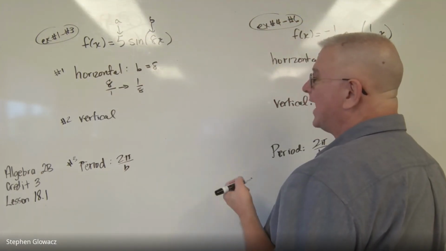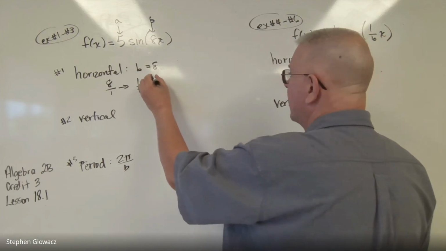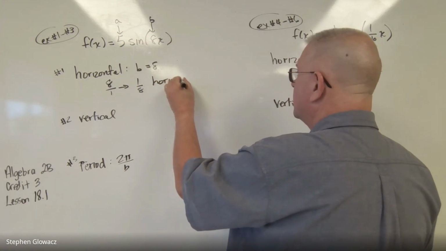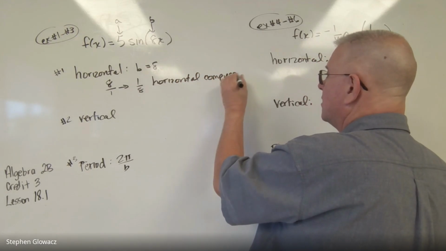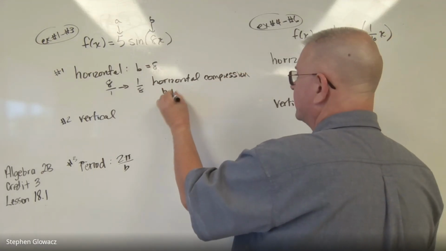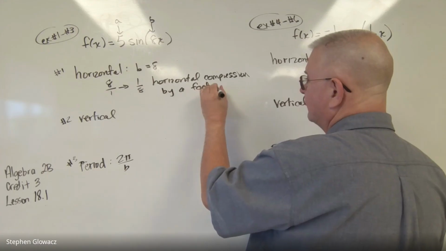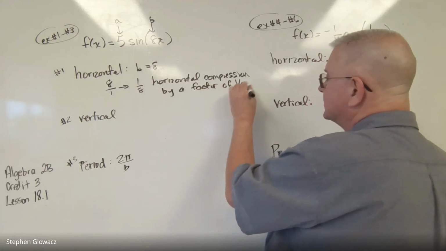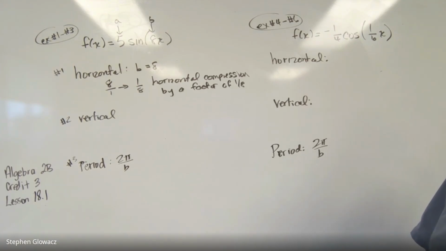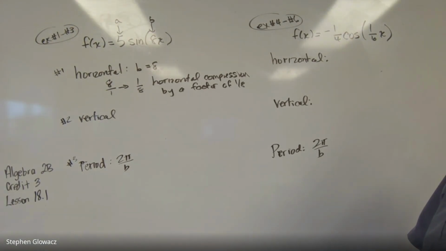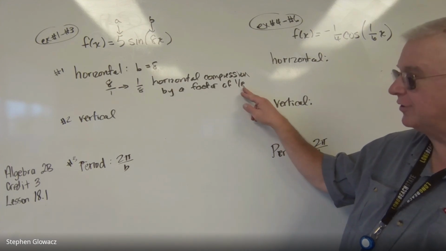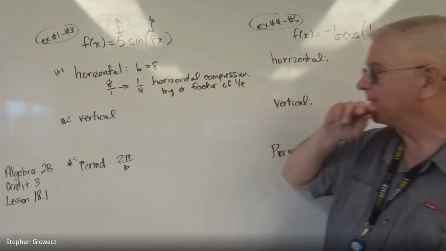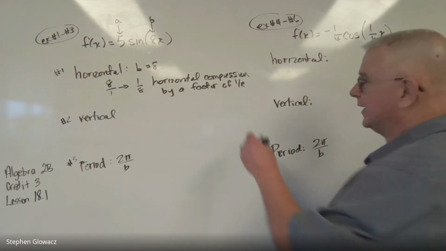Since 1/8 is between 0 and 1, that would be a horizontal compression by a factor of 1/8. And that's all you have to do. So in your packets there, you're going to circle whether it's a stretch or a compression, and then a factor of whatever result you get once you do the reciprocal. And remember, that's horizontal only.